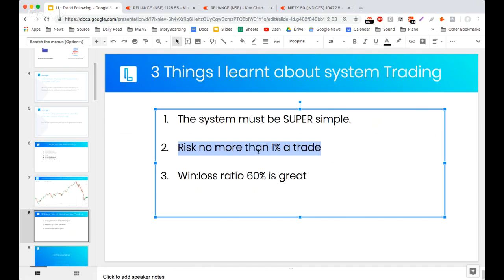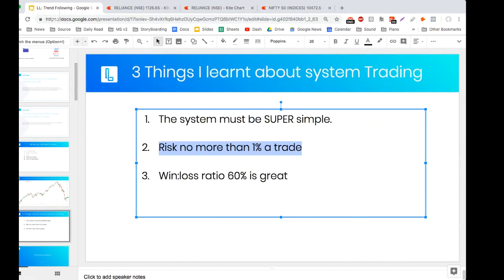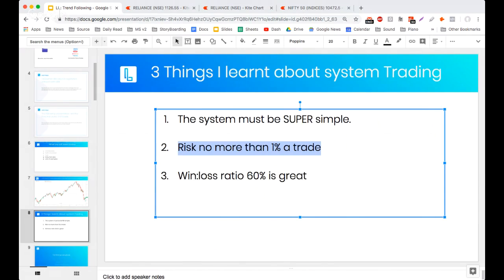Anyone? Did anyone lose more than 1% on their last trade? Yes? Anyone? Okay. If you did lose more than 1%, I request you with folded hands, watch this course, but please make sure you don't lose more than 1% in a trade. If you do, your trading career will come to an end. Okay, so please take a look at this.